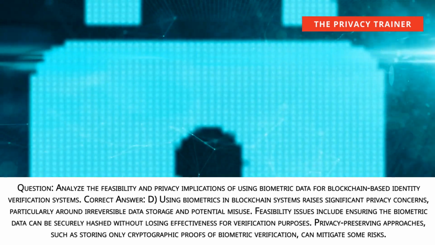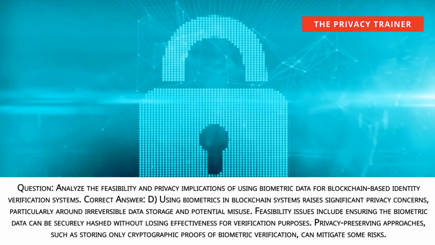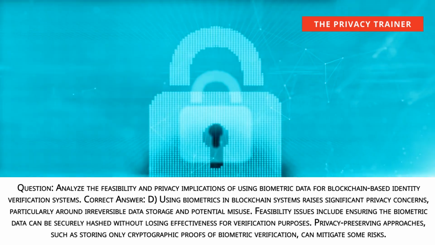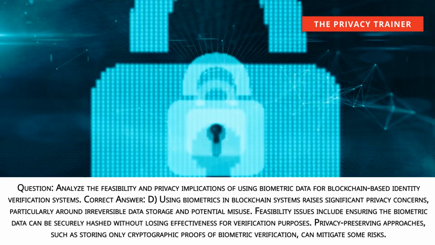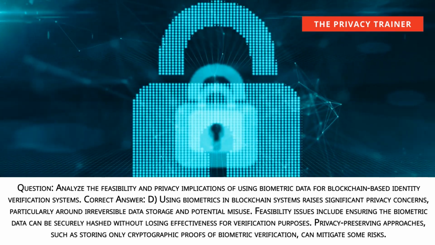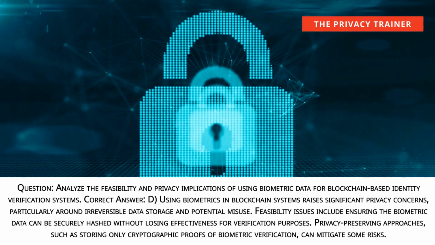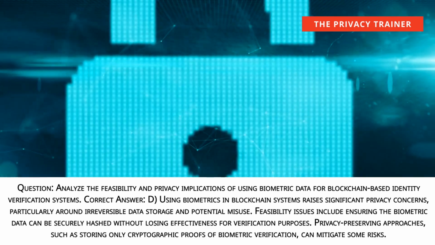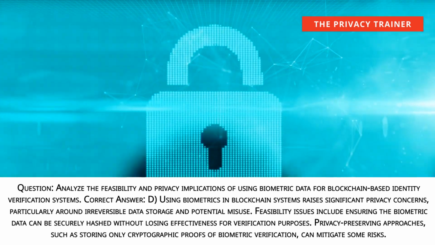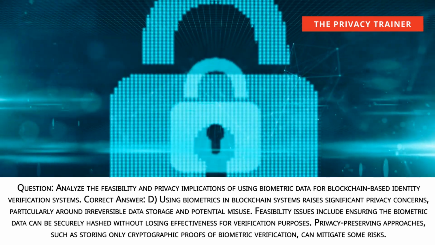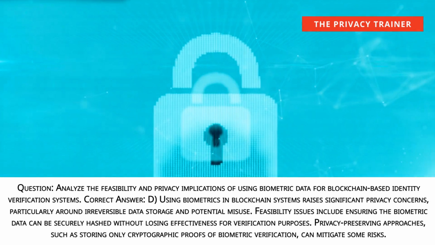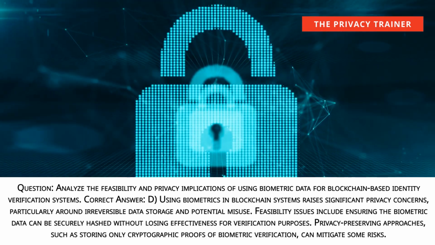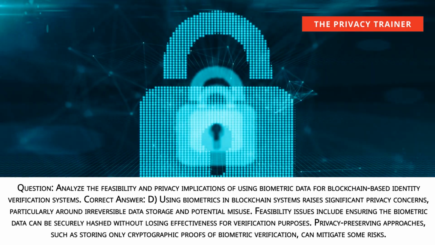Question. Analyze the feasibility and privacy implications of using biometric data for blockchain-based identity verification systems. Correct answer. D. Using biometrics in blockchain systems raises significant privacy concerns, particularly around irreversible data storage and potential misuse. Feasibility issues include ensuring the biometric data can be securely hashed without losing effectiveness for verification purposes. Privacy-preserving approaches, such as storing only cryptographic proofs of biometric verification, can mitigate some risks.